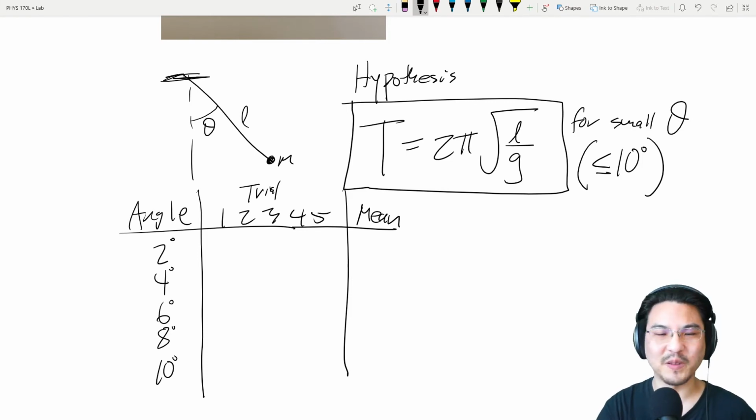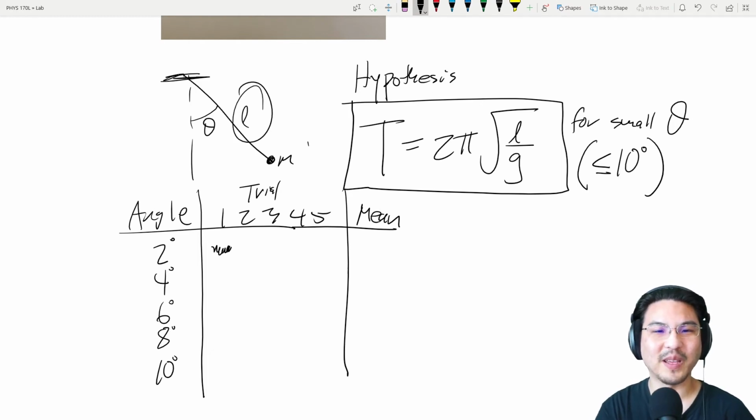So for example, you say, okay, 2 degrees. You let it swing 3 times, measure it on the stopwatch, divide by 3. That's trial 1 for 2 degrees. Then you reset and make sure you use the same length and the same mass because you should only adjust one variable at a time, right?